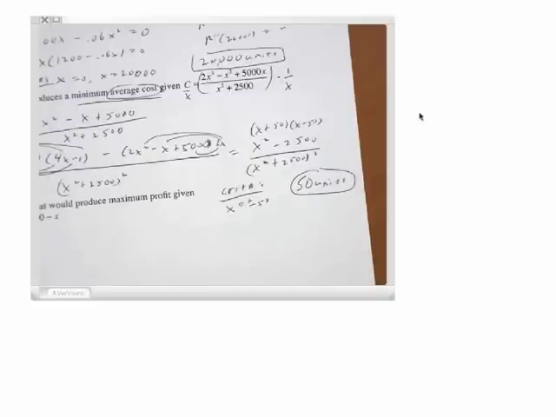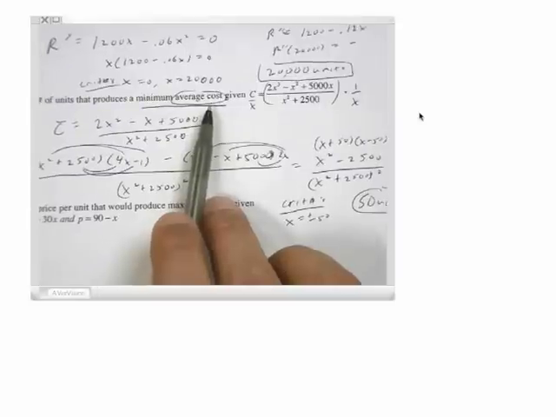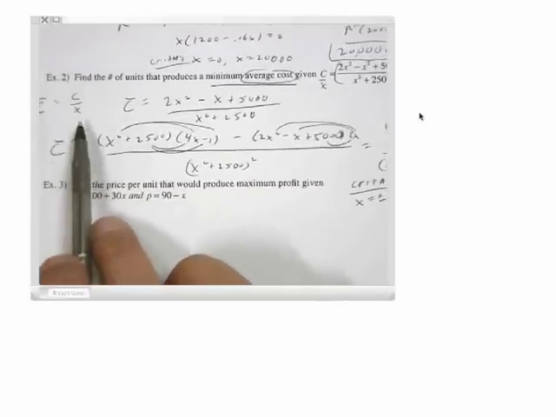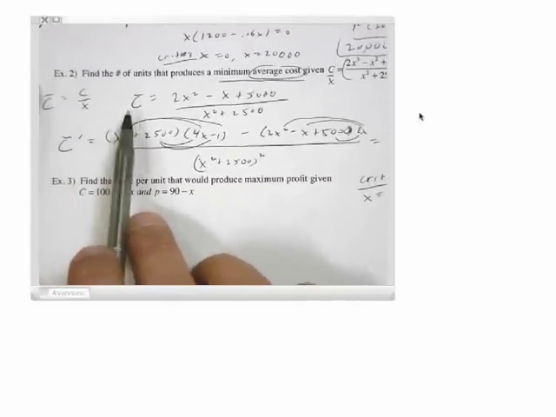Okay? So key thing again, watch for those terms average cost. Make sure before you take the derivative, you take your equation and divide it by x to get your average cost equation before you take the derivative.